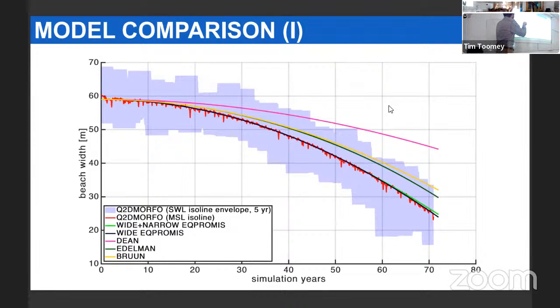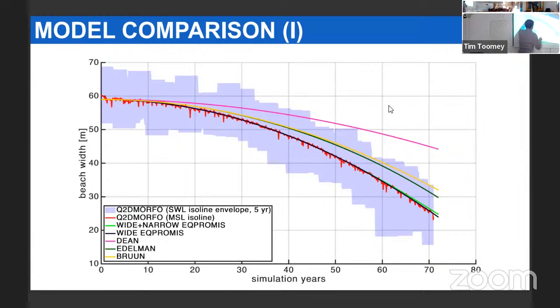And now let me present 2 examples that we have created for the comparison of all the models. Okay, so we are comparing the models I have presented, Brun, Edelman, and Dean, with the model I just showed you, and also with a numerical model, Quasi-Morpho, which is also based on equilibrium profile theory, but that incorporates sediment movement. So we are not saying that real beach will follow this exactly, but if we are inside this formulation of equilibrium profile theory, then what we obtain should be the most similar possible to Quasi-Morpho results.